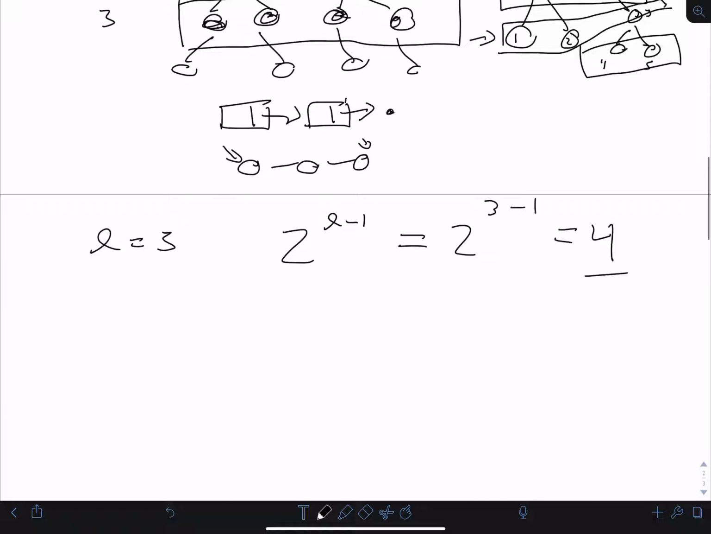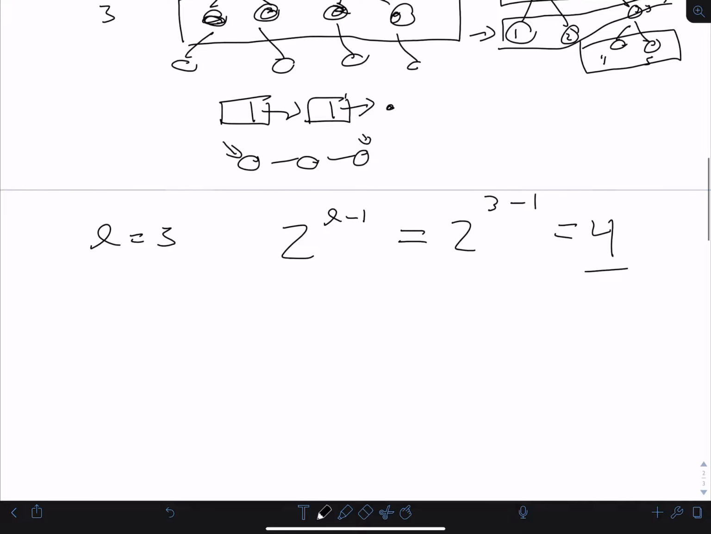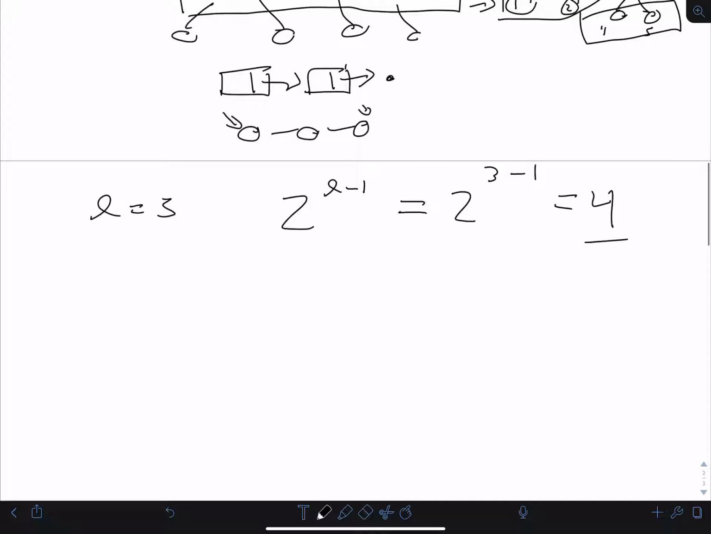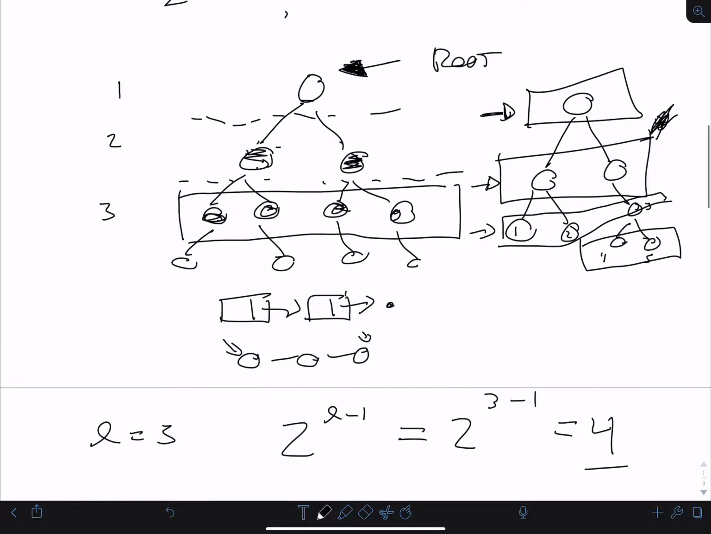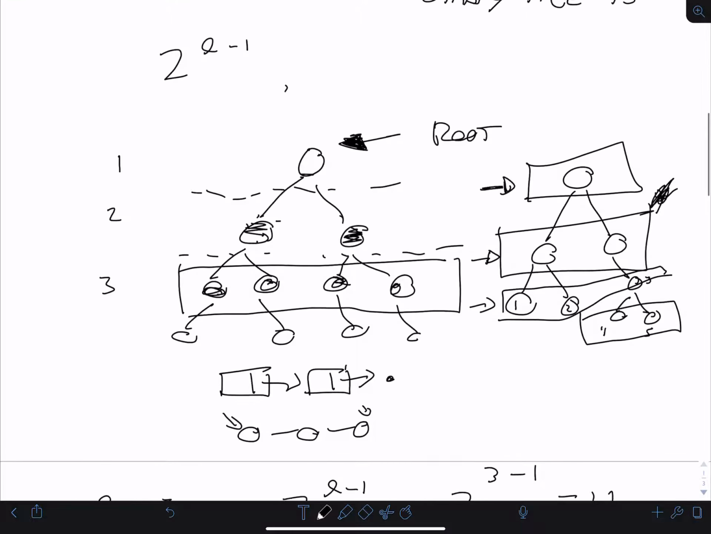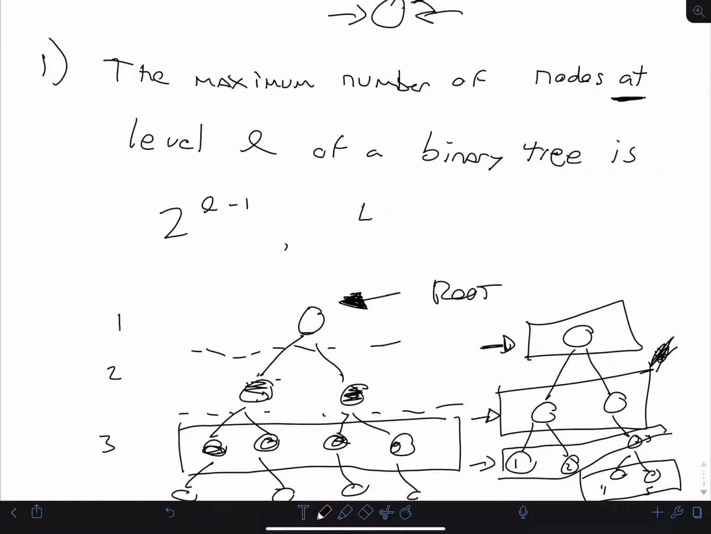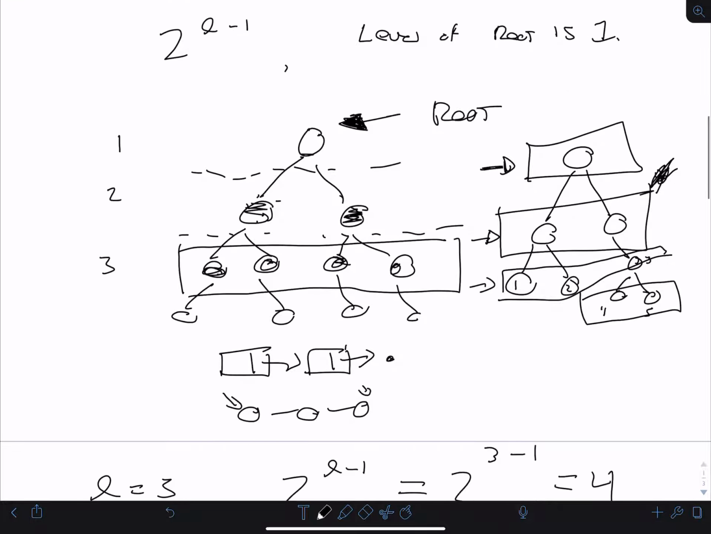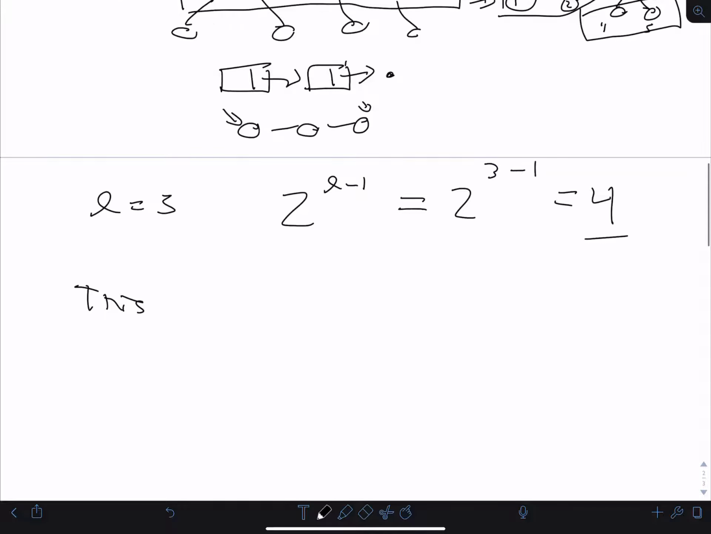Okay. So there's a proof by induction on this. So I'm going to go ahead and write it. And I guess we should add a little thing here saying level of root is 1, because we are making that assumption, right? Otherwise we're saying like the European way or something. So how do we prove this? Well, I mean, it seems clear.